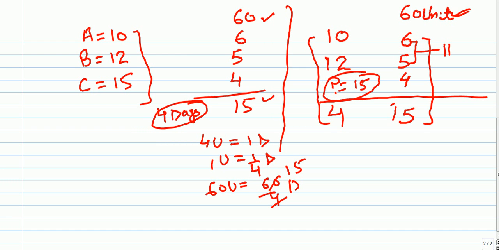Sometimes B's work is not given, sometimes A's work is not given, but we have to solve the problem by following this particular approach. This is how we are going to solve problems on time and work.